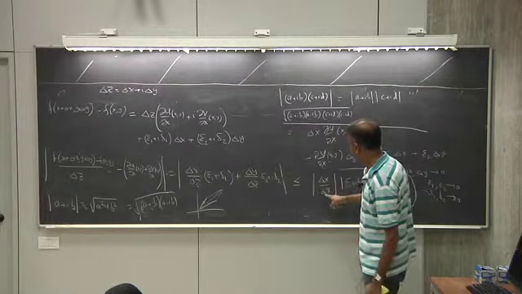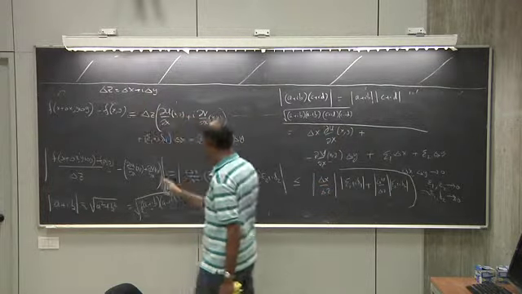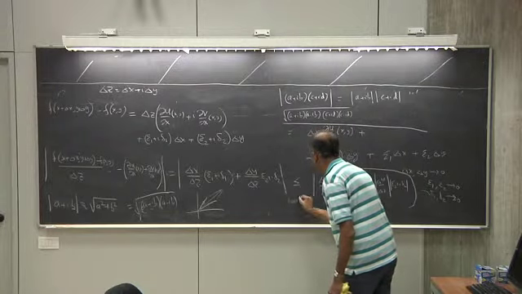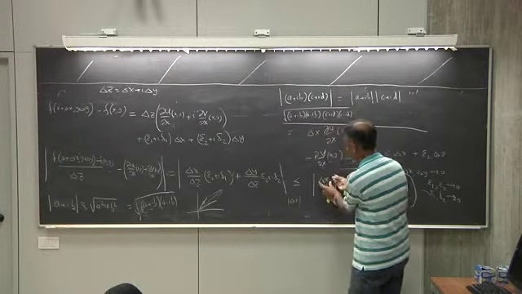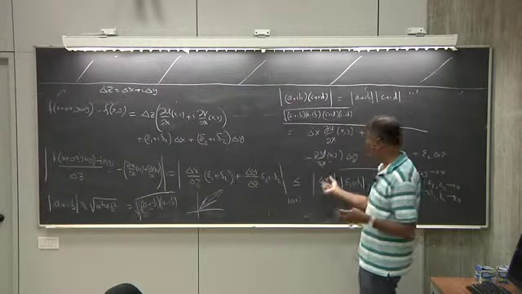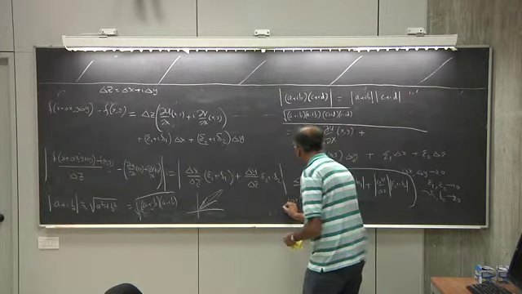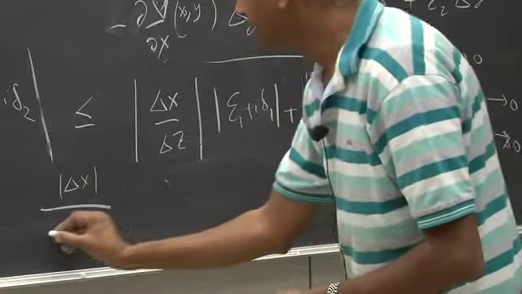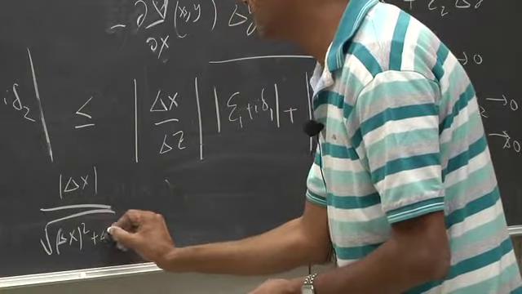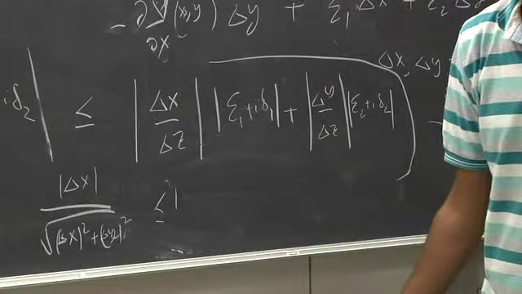Now, delta x by delta z, you see delta z is this. So what is the magnitude of this? Well, this is the same as the length of delta x. This delta x is a real object, so when I say magnitude, it means absolute value, right? Because it could be positive or negative in general. I just take the absolute value. And then what is the length of delta z? It's the square root of delta x squared plus delta y squared. This is surely going to be less than or equal to 1, right?